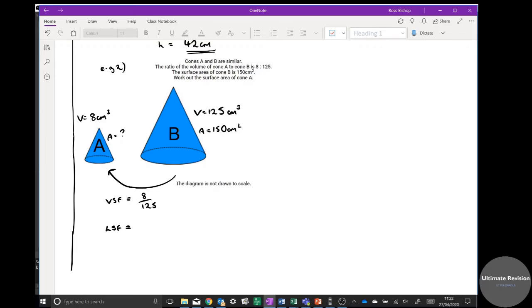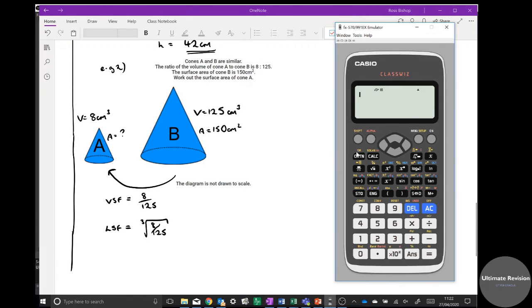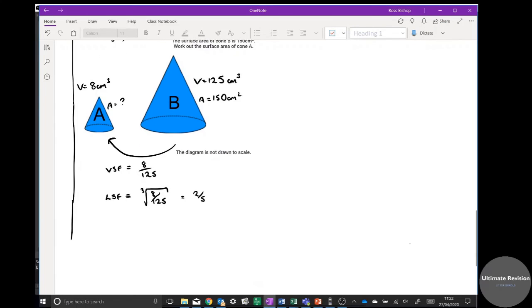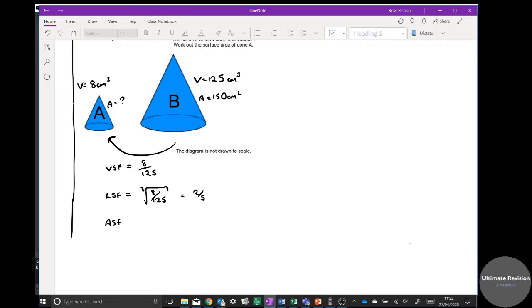So I know the length scale factor is the cube root of 8 over 125. Just do that. So the cube root of 8 over 125 is 2/5, which is nice, 2/5. And then from there, I can get the area scale factor. So the area scale factor, remember, is the length scale factor squared. I don't need a calculator for this one because I can square the top and square the bottom. Okay, that is what's really, really useful.